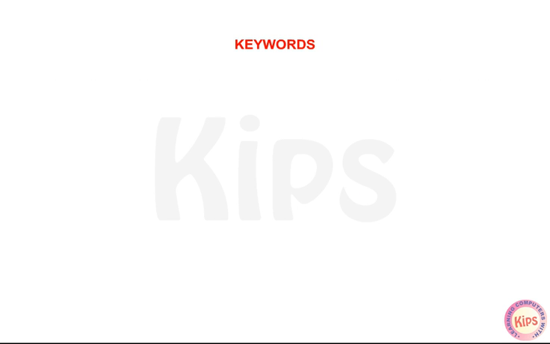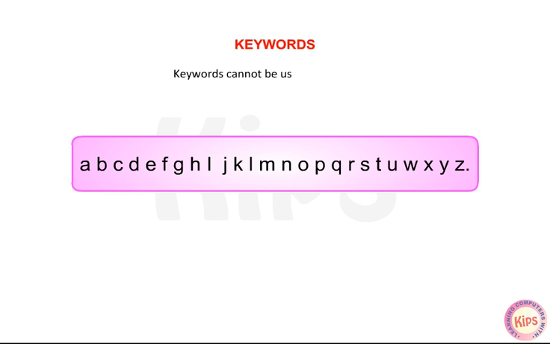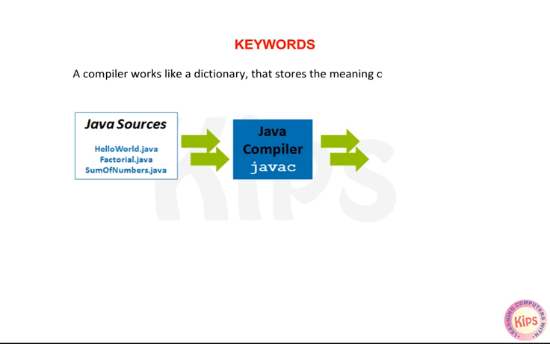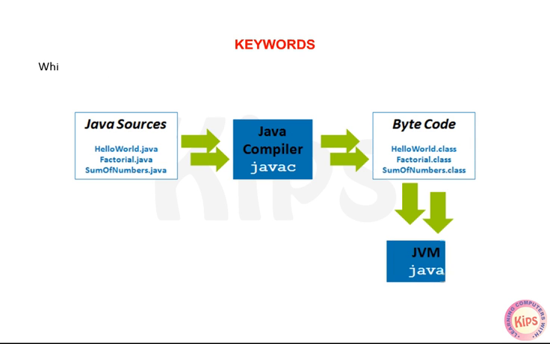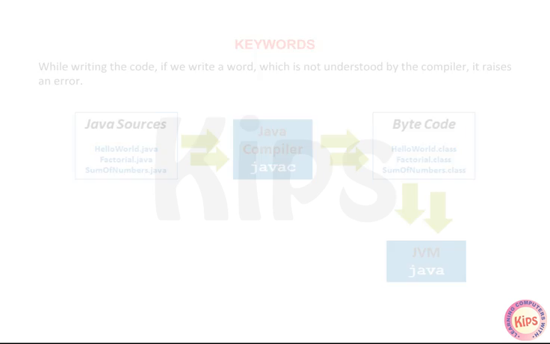Let us discuss keywords. Keywords are special words that have special meaning in a programming language. They represent a specific task to be performed. Keywords cannot be used as identifiers. All keywords are used in lowercase. A compiler works like a dictionary that stores the meaning of all keywords. While writing code, if we write a word which is not understood by the compiler, it raises an error.